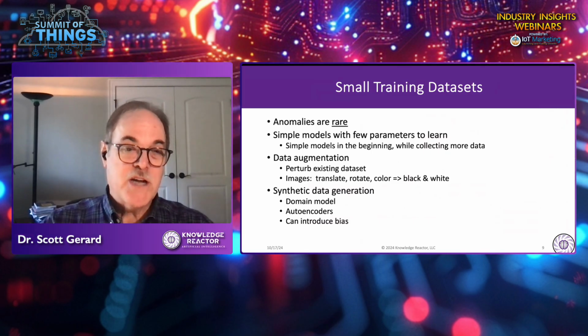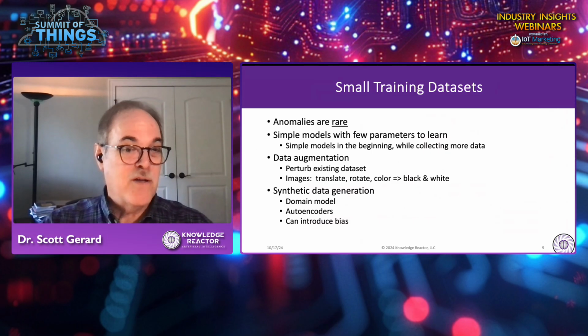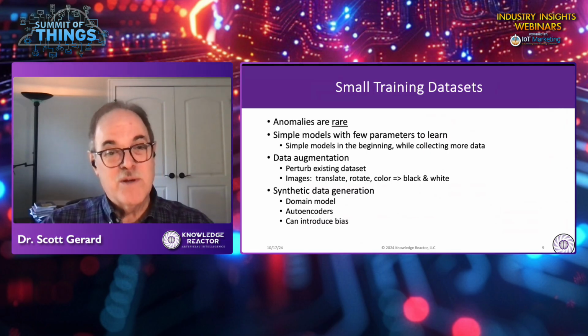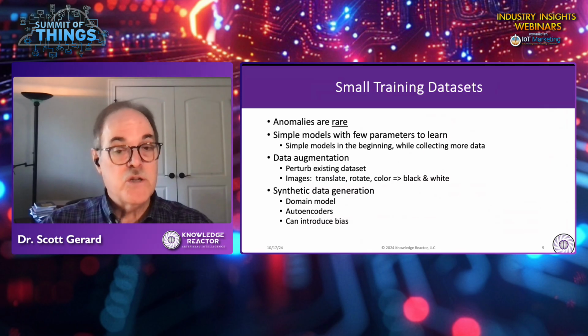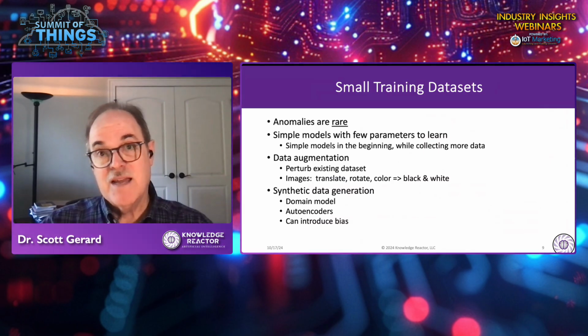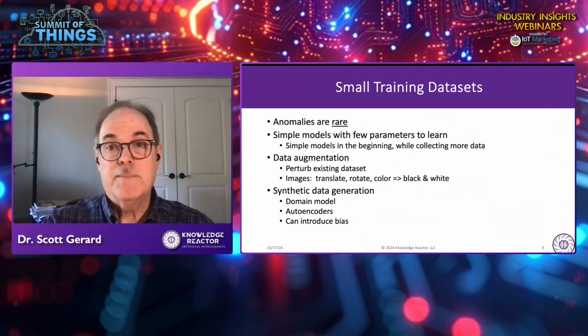The thing you need to watch out for here is that if your domain model or your autoencoder didn't really learn the right thing or all of the right attributes, you may be introducing bias into your training data set. And that's something to kind of worry about.